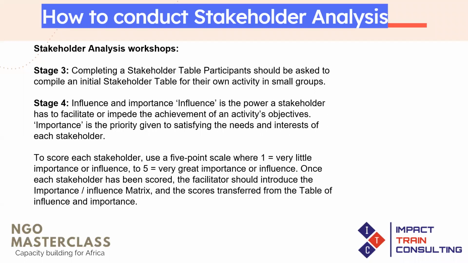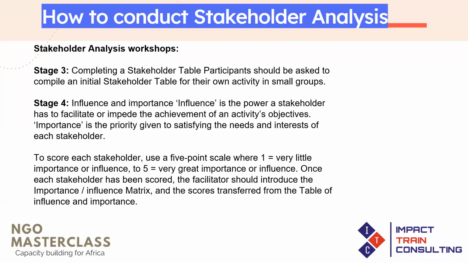While importance in stakeholder management is defined as the priority given to satisfying the needs and interests of each stakeholder. So once you have identified the stakeholders and you know their interests in the stakeholder table, the next thing that you want to do is to create an influence and importance map or an influence and importance table.